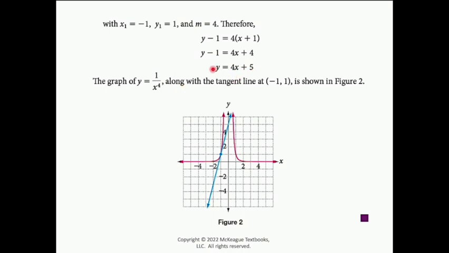When we graph 4x plus 5, remember what this is. This is the tangent line at x equals -1 on this function. So when we graph the function, this is our graph. And then when we look at the point -1, 1 on here, that's this point right here, and we draw the tangent line 4x plus 5, this is what it's going to look like.